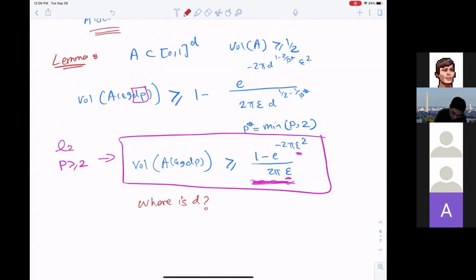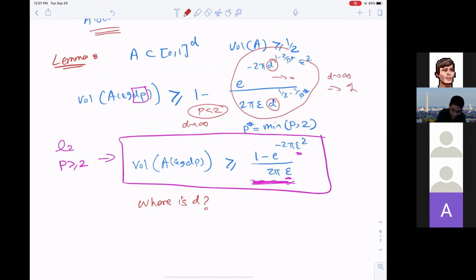Right, so for P less than 2, I have d here. And when d goes to infinity, the rate of convergence of the numerator to 0 is exponential. So this whole thing is going to go to 0, and then I have 1 minus 0. So this whole thing is going to go to 1 as d goes to infinity when P is less than 2. But for P greater or equal to 2, which we care about, I don't see any dependence on d because this goes away. So what is going on here?